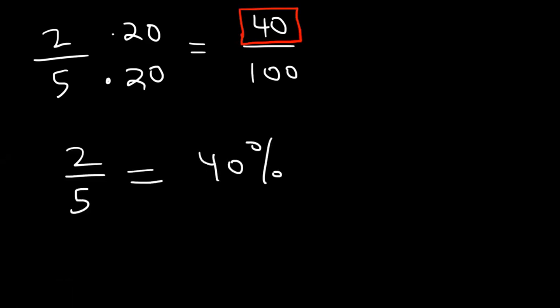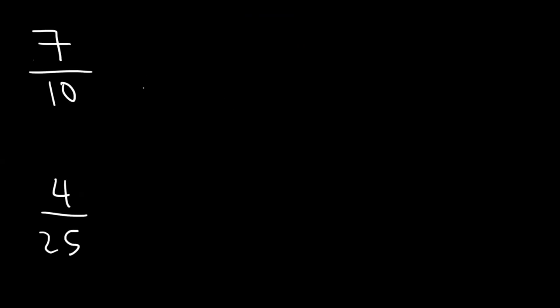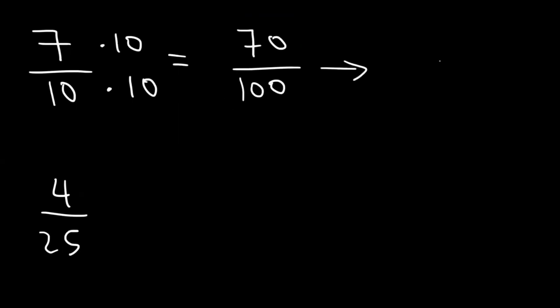And that's one simple technique that you can use to convert a fraction into a percentage, if this number can easily be converted to 100. Sometimes it can't. But let's work on some more examples. Convert these two fractions into a percentage: 7 out of 10 and 4 over 25. Now for the first example, in order to get a denominator of 100, we need to multiply the top and the bottom by 10. 10 times 10 is 100. 7 times 10 is 70. So therefore, this corresponds to a percentage of 70%.